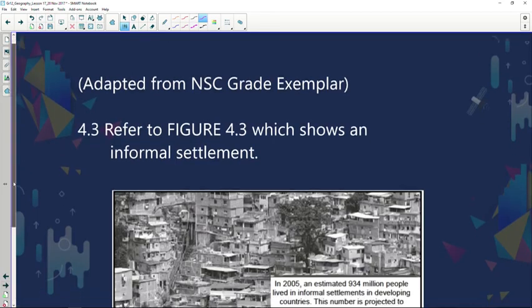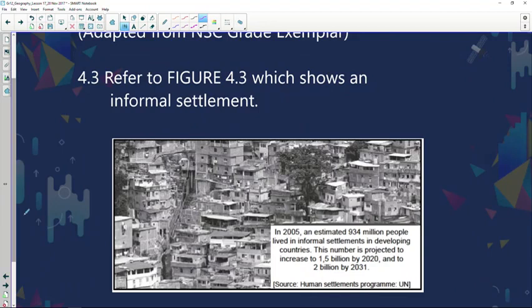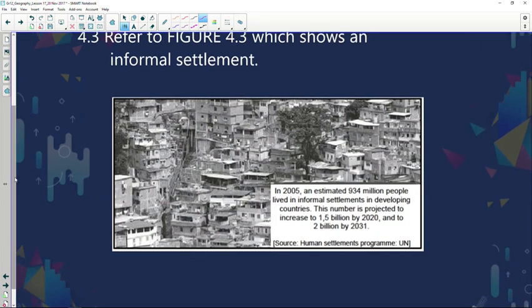Okay, 4.3. Refer to figure 4.3, which shows an informal settlement. As you can see, once again, these questions are going to discuss the difference between the informal sector and the informal settlement. Please, grade 12s, don't get confused between the two concepts. In 2005, an estimated 934 million people lived in informal settlements in developing countries. Now, this number is going to increase to 1.5 billion by the year 2020 and to 2 billion by 2031. Now, as you can see, it's not only a problem that we experience locally, but also internationally.